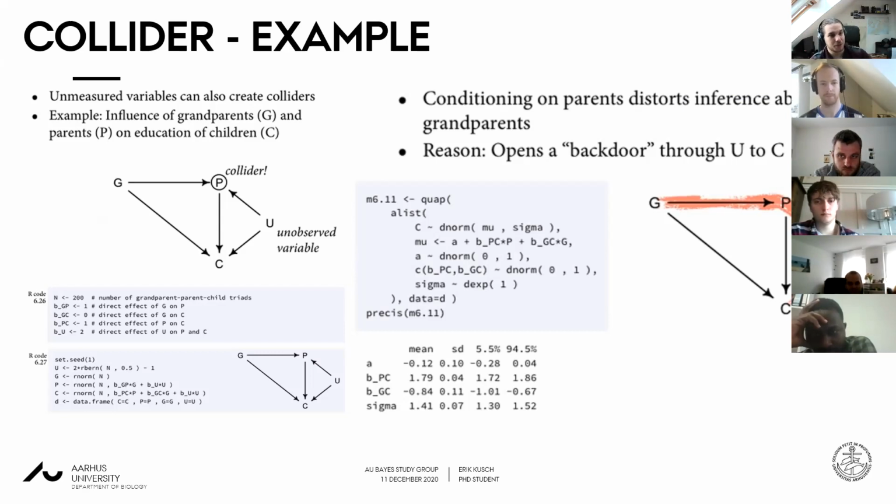And this introduces a collider on the parent node, because now we have information coming in from the educational background of the grandparents, as well as of the environment that the parents themselves live in. And this unobserved variable of the environment also has an influence on the grandchildren's education. So down here is a bit of R code of how to simulate this.